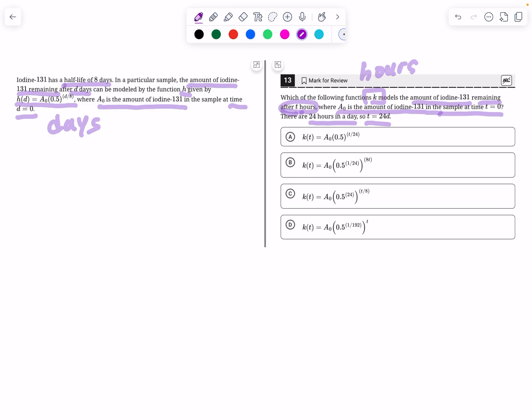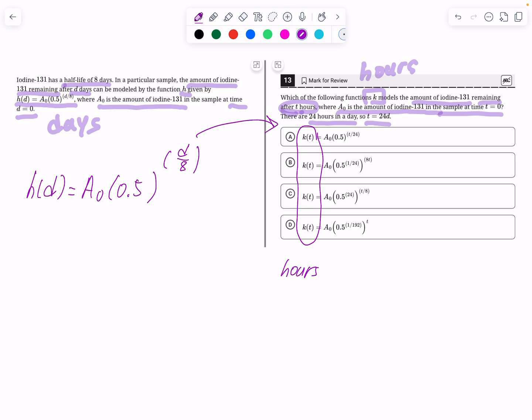If you look at the multiple choices there, K is a function of T, and so this is about hours. And then when we're looking at H as a function of D, this was about days. So let's start with this original formula, and then we're going to modify it so that it matches K. So look at all the multiple choices.